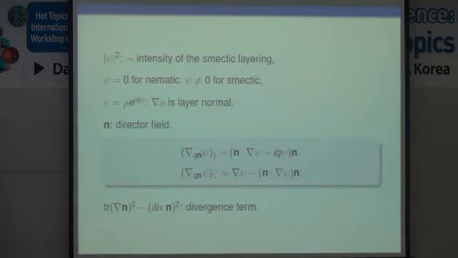So let me mention again. Parallel part means this way, so parallel to n, projected onto n. And the perpendicular part is the original gradient minus the parallel part.